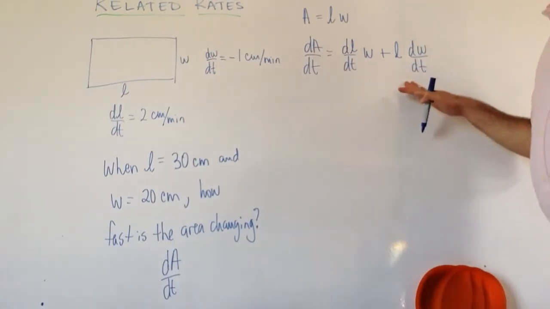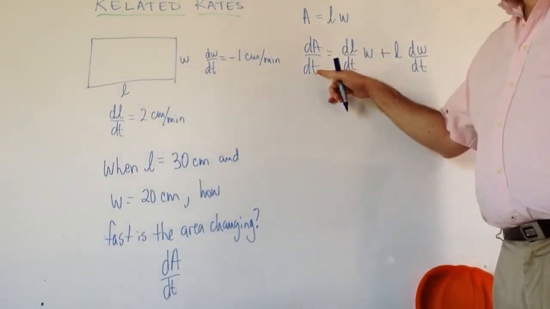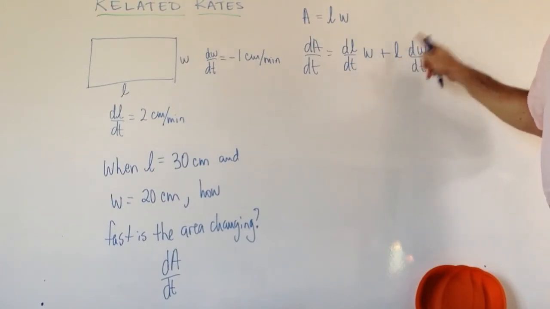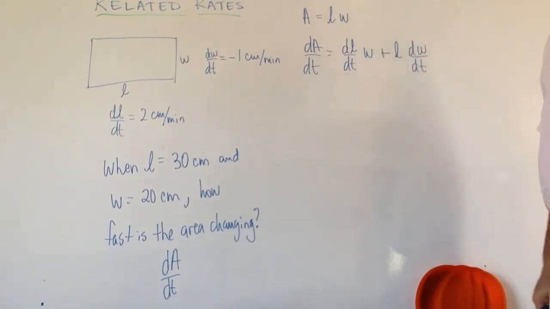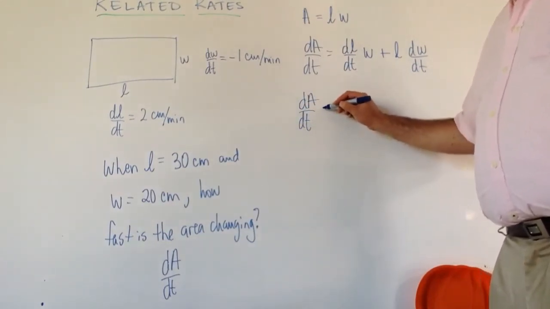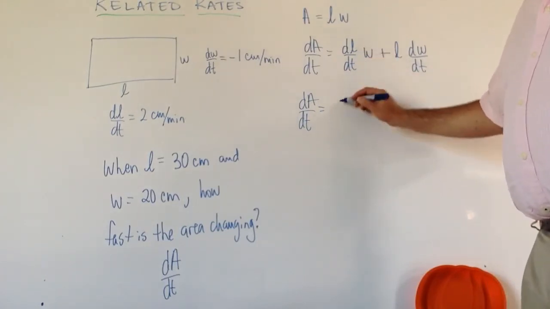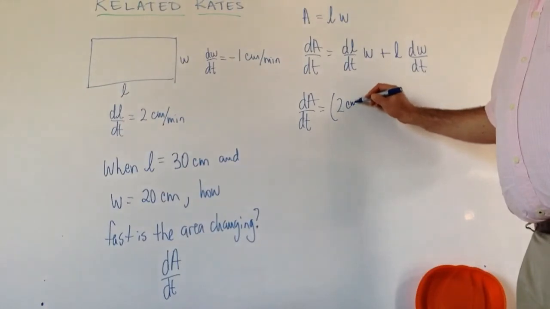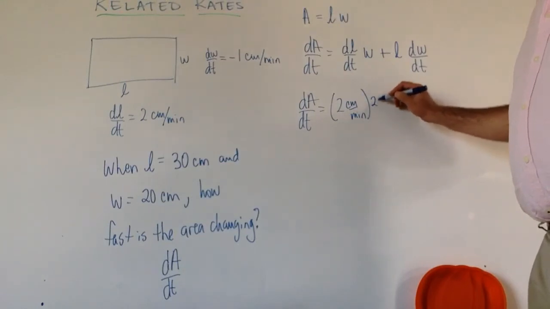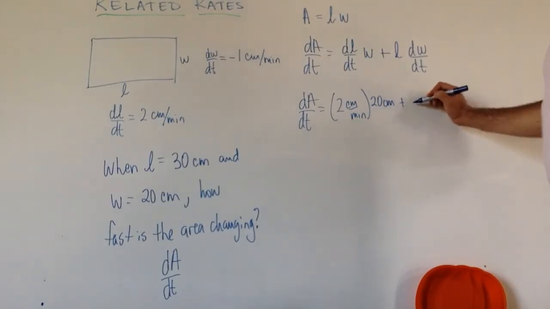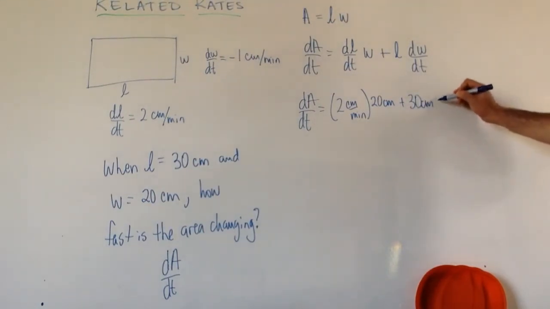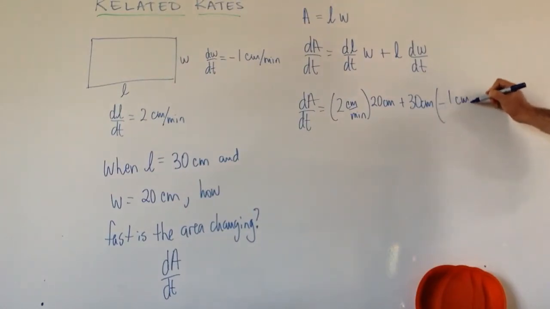Okay, in this case, we're being asked for the area. We know the rate of change of the length, we know the width, we know the length, we know the rate of change of the width, so it's just a matter of substituting the values. dA/dt for this particular instance would be 2 centimeters per minute times 20 centimeters, plus 30 centimeters for the length times negative 1 centimeter per minute.